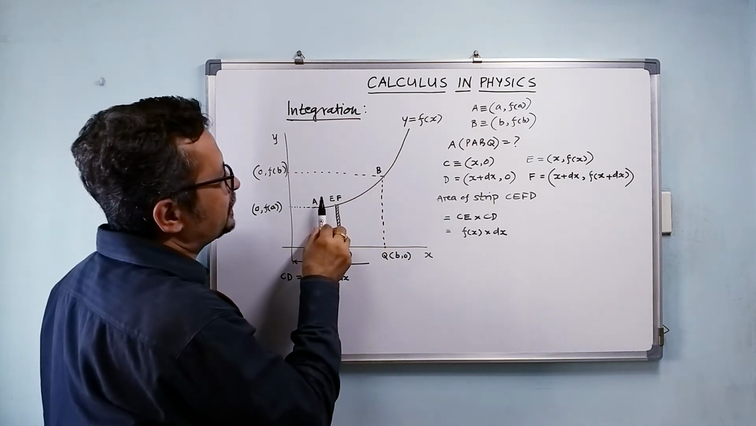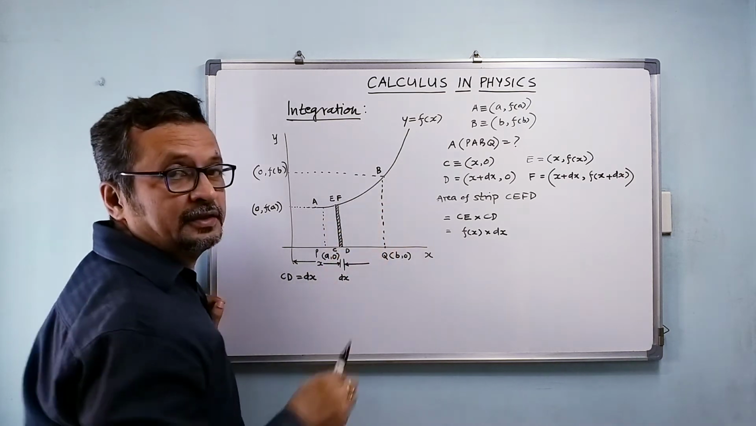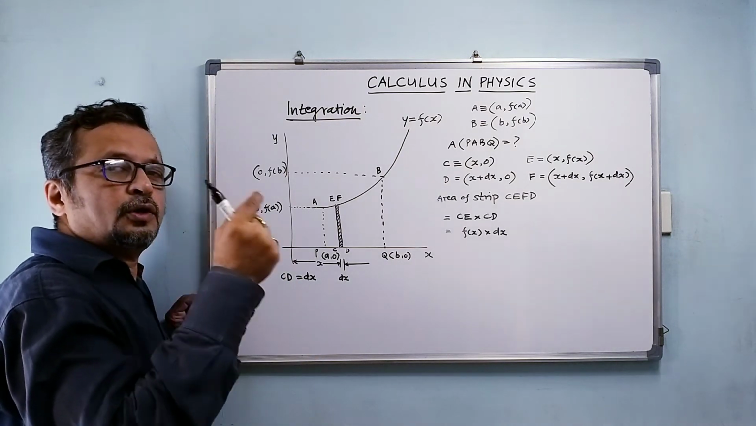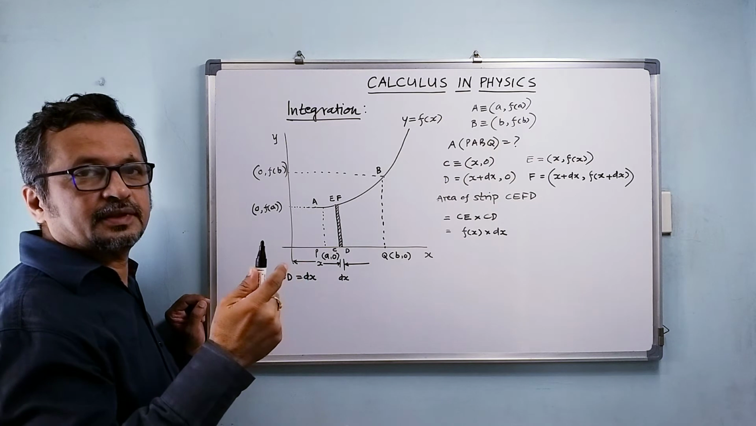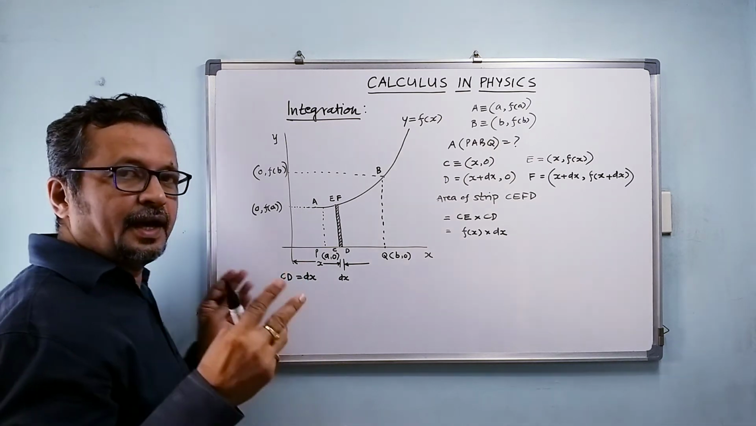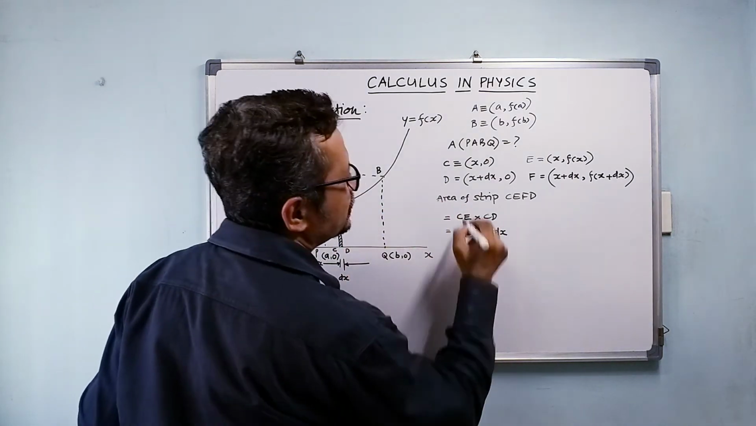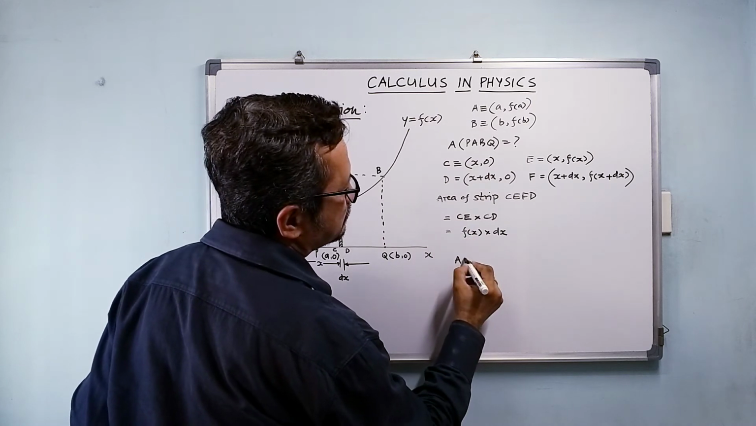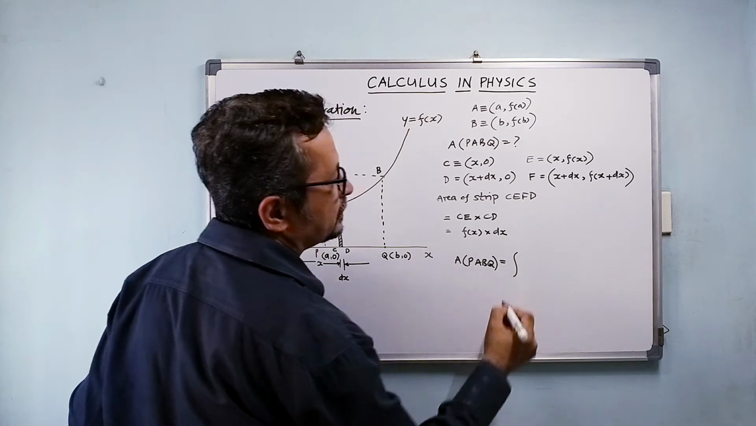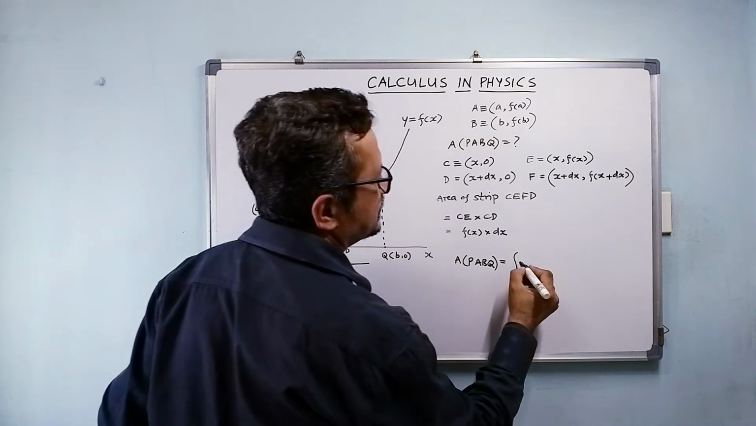Now I want to find this whole area from PABQ. So what I'll do, I'll take one strip here, one strip here, one strip here, and I'll finally reach here. I'm adding all the strips, right? So when I say I'm adding, I'm integrating them, correct? So my required area PABQ is the integration of all such strips fx dx.